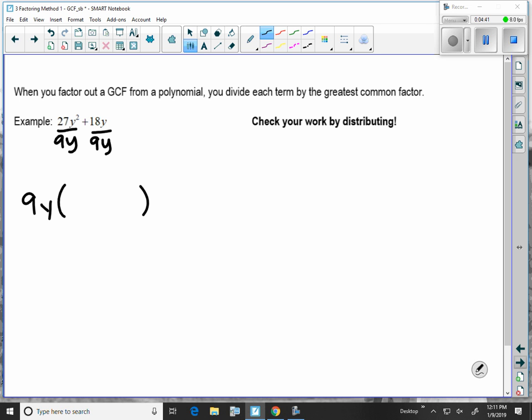Okay, now I'm going to use the phrase pull out a lot. Like we're going to pull out 9y, and we're going to write out what we have left. So if you hear me say that a lot, I'm just saying take out the GCF and write what you have left. Okay, so here, what's 27 divided by 9? Y squared divided by y? Y. 18 over 9? 2. What happens to my y over y? Cancel. We don't write anything. So that's your simplified version.